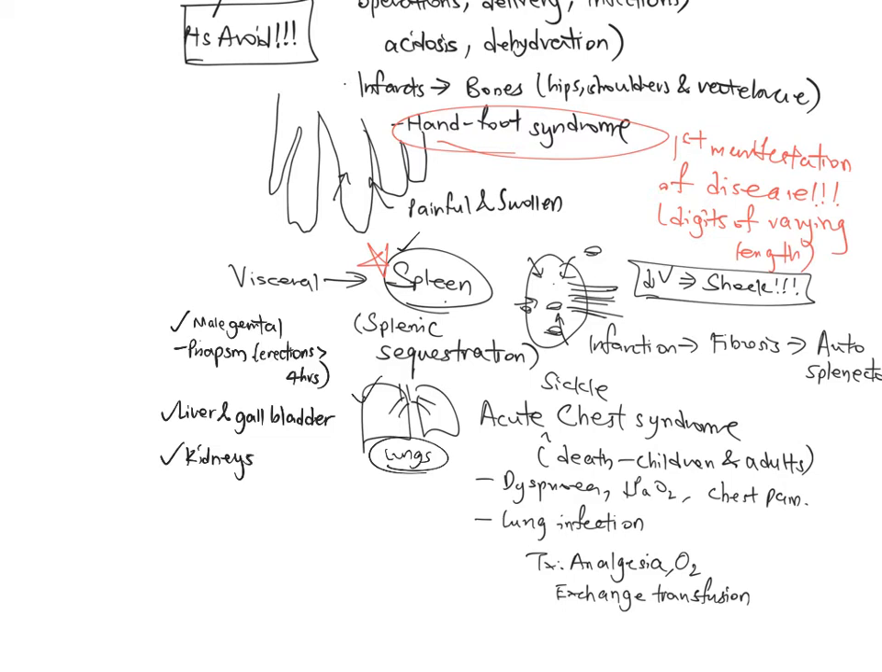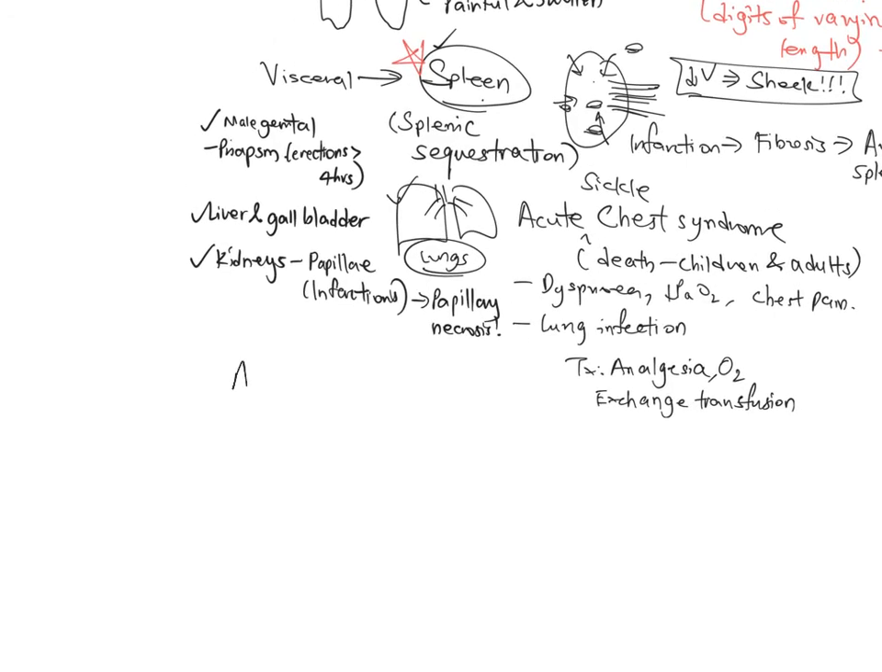In the kidneys, particular areas, especially the renal papillae, are very susceptible to infarctions, and that could result in papillary necrosis. So it's important to bear in mind all these organ complications, and to educate your patients about these issues as well. So we'll move on to talk about the aplastic crisis.